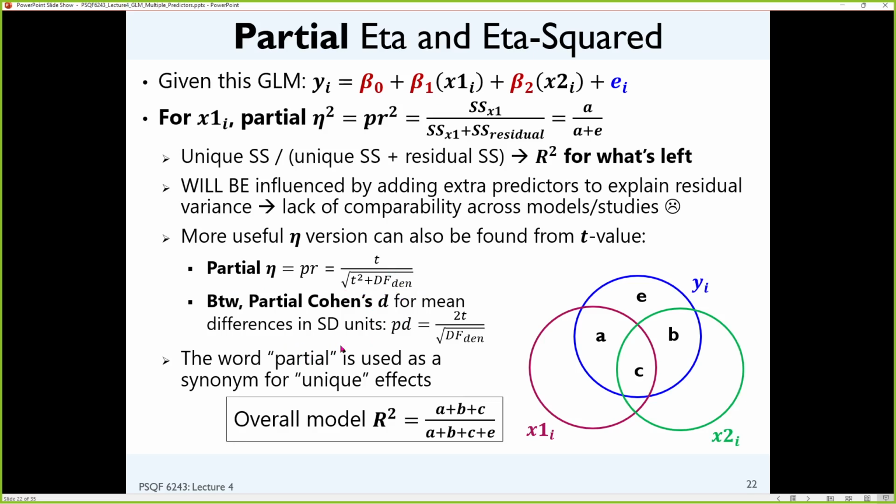And so sometimes people talk about slopes in multiple predictor models as partial slopes because of this. It's the idea of what does it do uniquely relative to what's left. So what is it eligible to predict that nothing else has yet predicted?